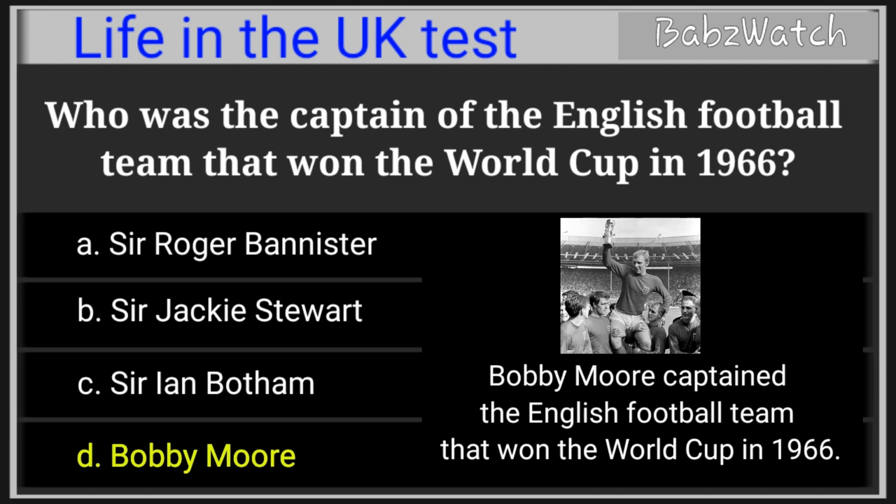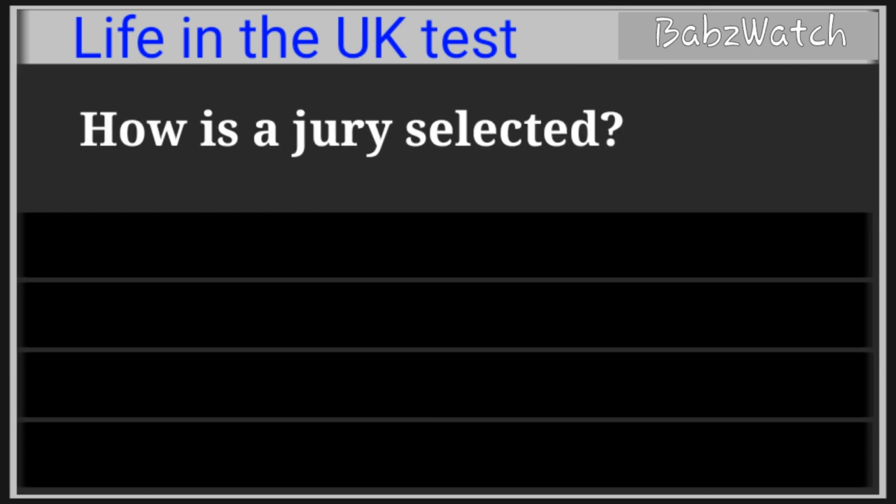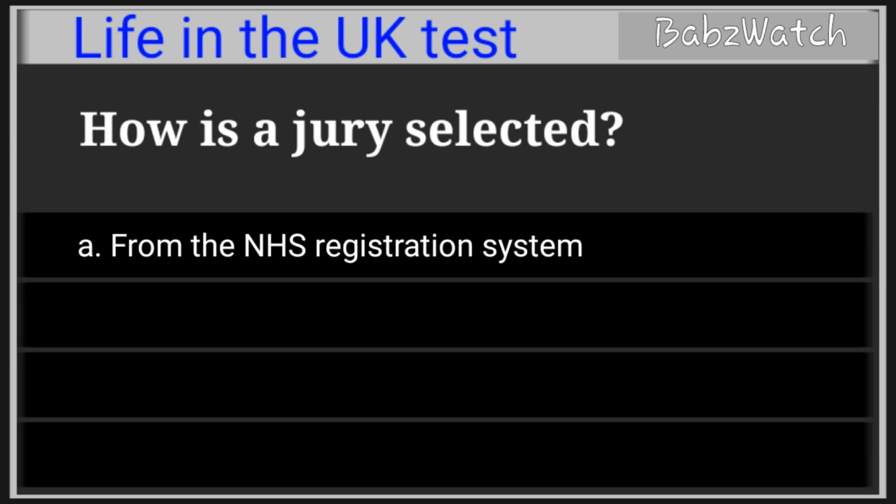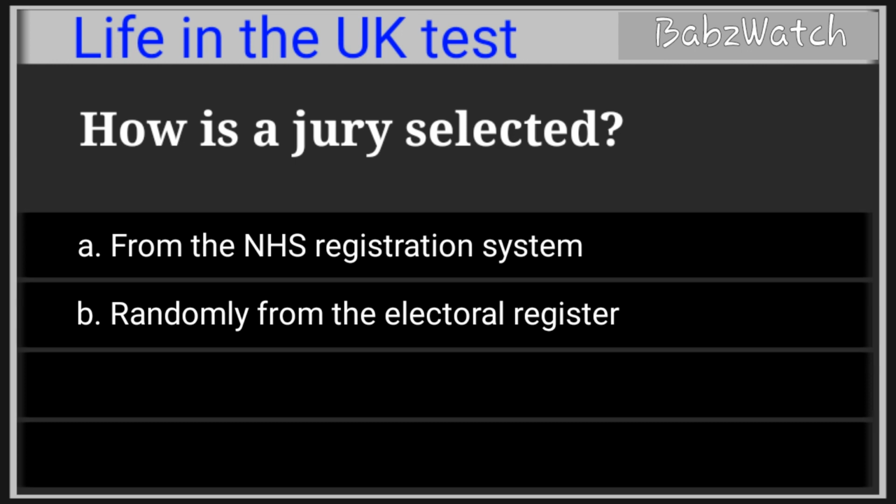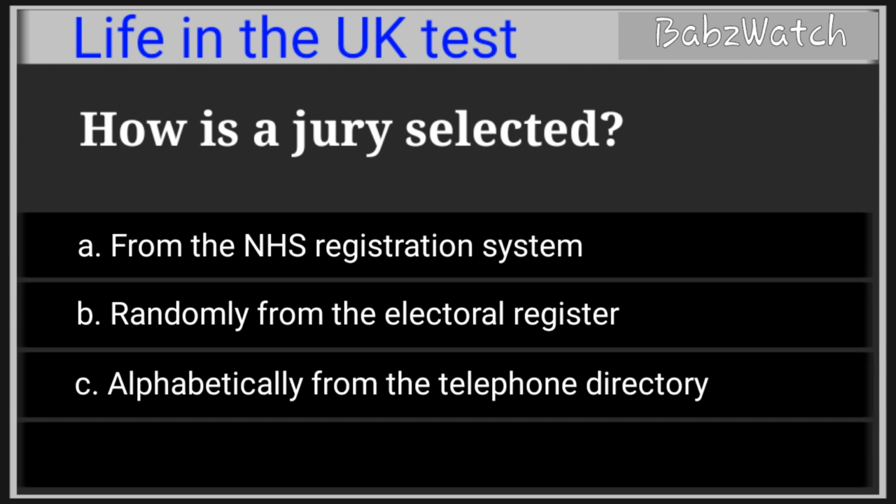Life in the UK test. Question 4 of 24. How is a jury selected? A. From the NHS registration system. B. Randomly from the electoral register. C. Alphabetically from the telephone directory. D. From a postcode selection. The correct answer is B. Randomly from the electoral register.